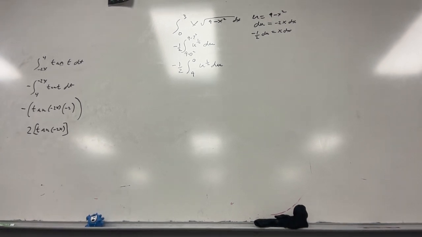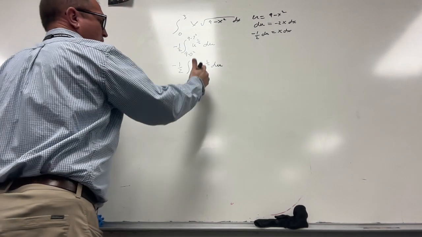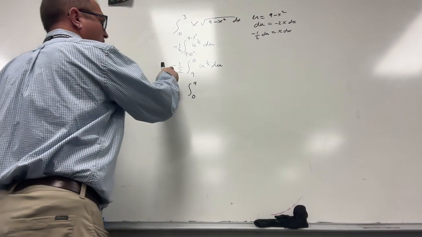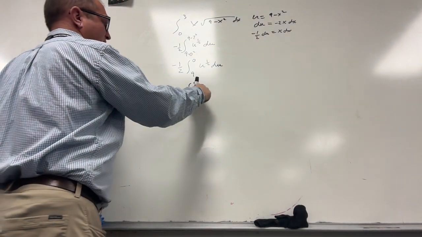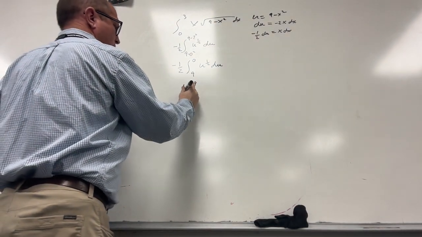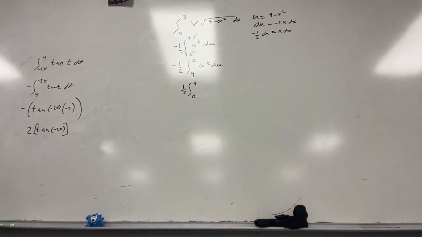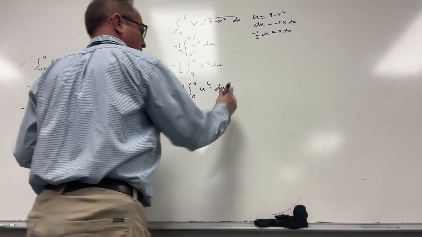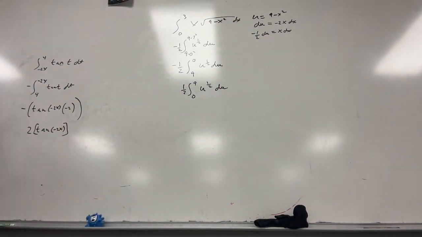Now, again, this doesn't have to be done, but I would rather my lower limit of integration be less than my upper limit of integration. So I'll flip these around, and I'll be going from 0 to 9 now. So when I flip my limits of integration around, this becomes positive 1/2. Is there a question about that?